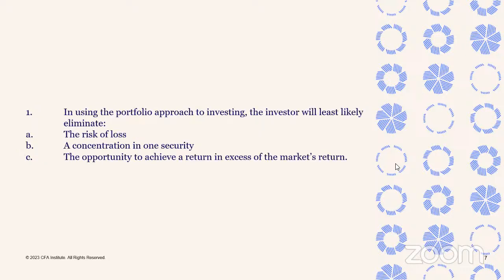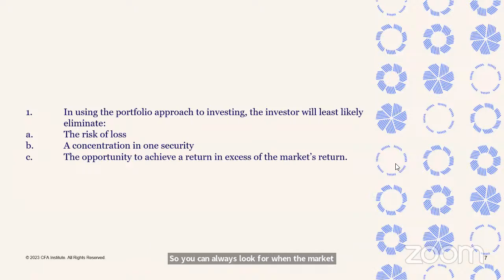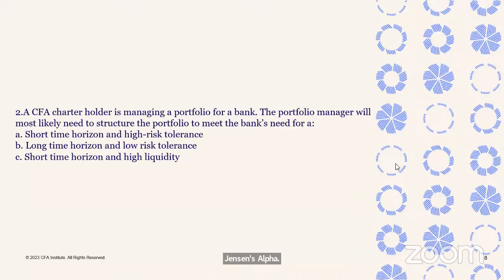The opportunity to achieve a return in excess of the market return. Yes, you can achieve more because the market is not always in equilibrium. So you can always look for when the market is in disequilibrium and then invest appropriately to have a return in excess. That's why you have what we call the Jensen's alpha. Yeah, for number 2, yes, number 2 is C.